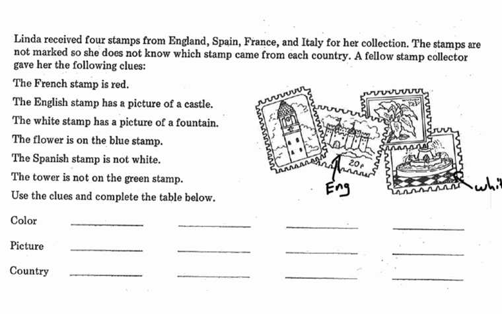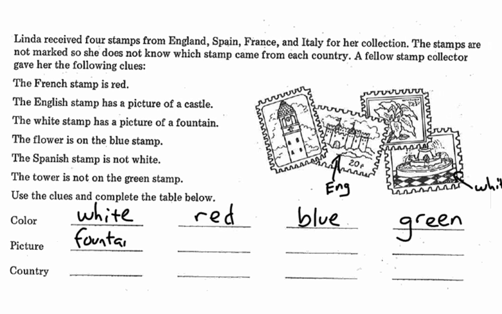There's a little chart here that might help you figure out which one is which. So you could go through the different colors: white, red, blue, green. There you can list the colors, and then when you figure something else out about it, so for instance, the white had a picture of a fountain, so the picture is the fountain. We may not know the country yet, but we will, and we'll be able to figure out the table from there.